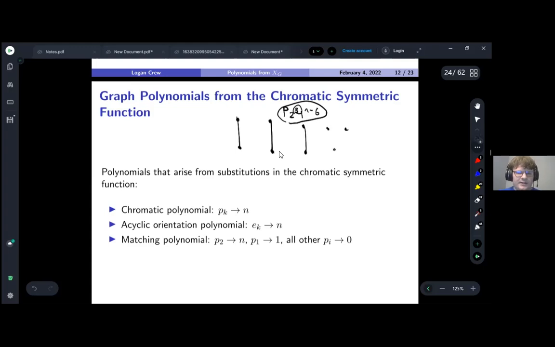But in any case, basically, if we take P2 to n and P1 to 1 and the other Pi's to 0, then we're getting rid of all of the terms that are kind of dumb here and that don't tell us anything about matchings. Everything that's left with P2 and P1 is going to tell us about how many matchings there are. So we can recover the matching polynomial from some sort of simple substitution.